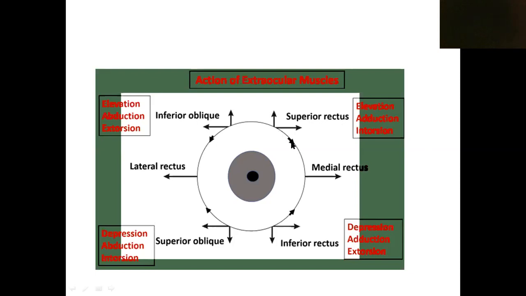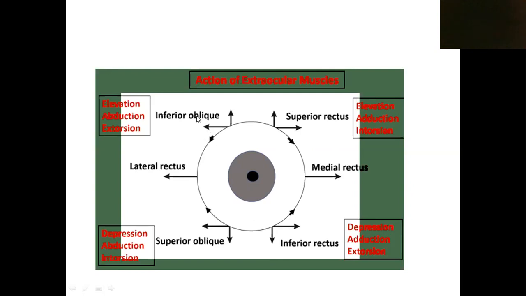Then this is a rotatory movement known as intorsion. Intorsion means a medial side rotatory movement. If it is towards the lateral side, it is extorsion. So superior rectus has these three movements: elevation, adduction, and intorsion of the eyeball. Medial rectus only adduction. Lateral rectus abduction, away from the midline. Like that, inferior rectus: depression, a downward movement of the eyeball, then adduction, then extorsion, a lateral rotation of the eyeball.